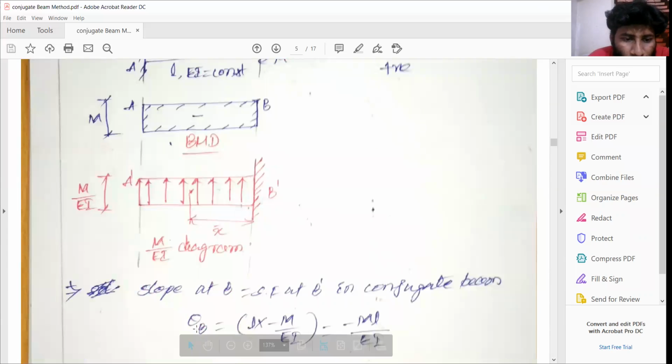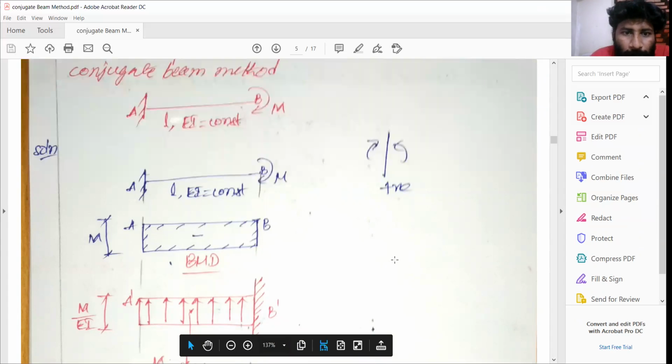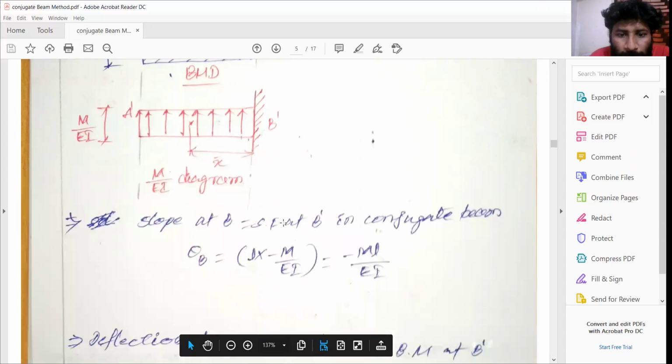Slope at the free end is equal to theta B, which is equal to the shear force at B in the conjugate beam. So when we want to find the slope at B, I have to take the shear force at the corresponding section in the conjugate beam.